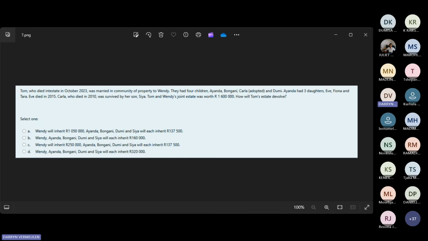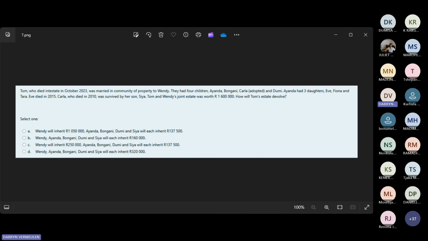We take the 550 and we divide it by 4. That means that each of the children is going to get 137,500 Rand. But because Carla is deceased, her children, Eve, Fiona, or Eve has died, so it'll be Fiona and Tara, they must share Carla's portion, which is 137,500. So if you look at the Ayanda Bangani, where's it, CR1, let me just see which option it is, you'll see that it's 137,500 and then the others get to share.